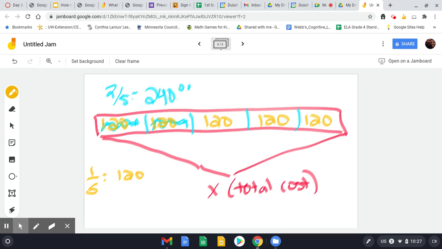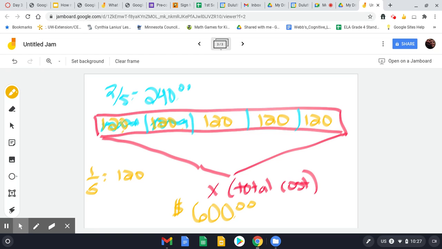Now, if each of these bars is $120, if we add all the bars up, we should get our total cost. So let's do that. 120 plus 120 is 240, plus 120 is 360, 480, 600. So our total cost is $600.